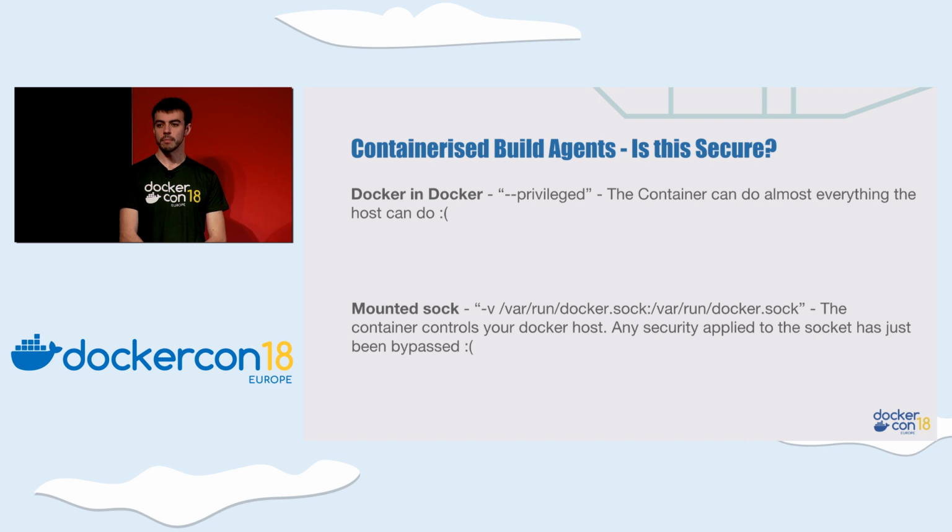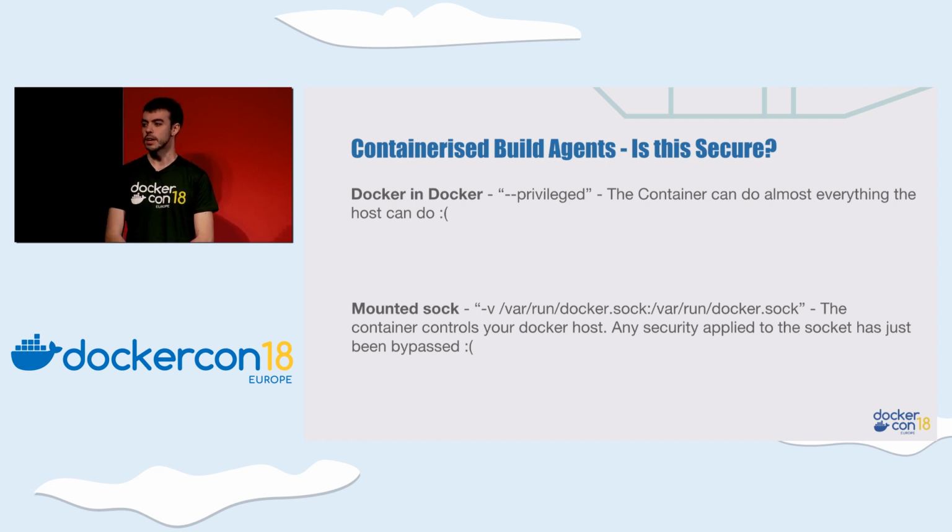If you have an authorization plugin on the socket, or if you're using, I don't know, Docker Enterprise with an RBAC engine on there, mounting the socket inside of a build agent means your Docker API calls are going straight to the socket rather than through your RBAC engine. So you might say, well, am I giving developers more access, more privileges if I mount these sockets? So is this secure? What can I do?